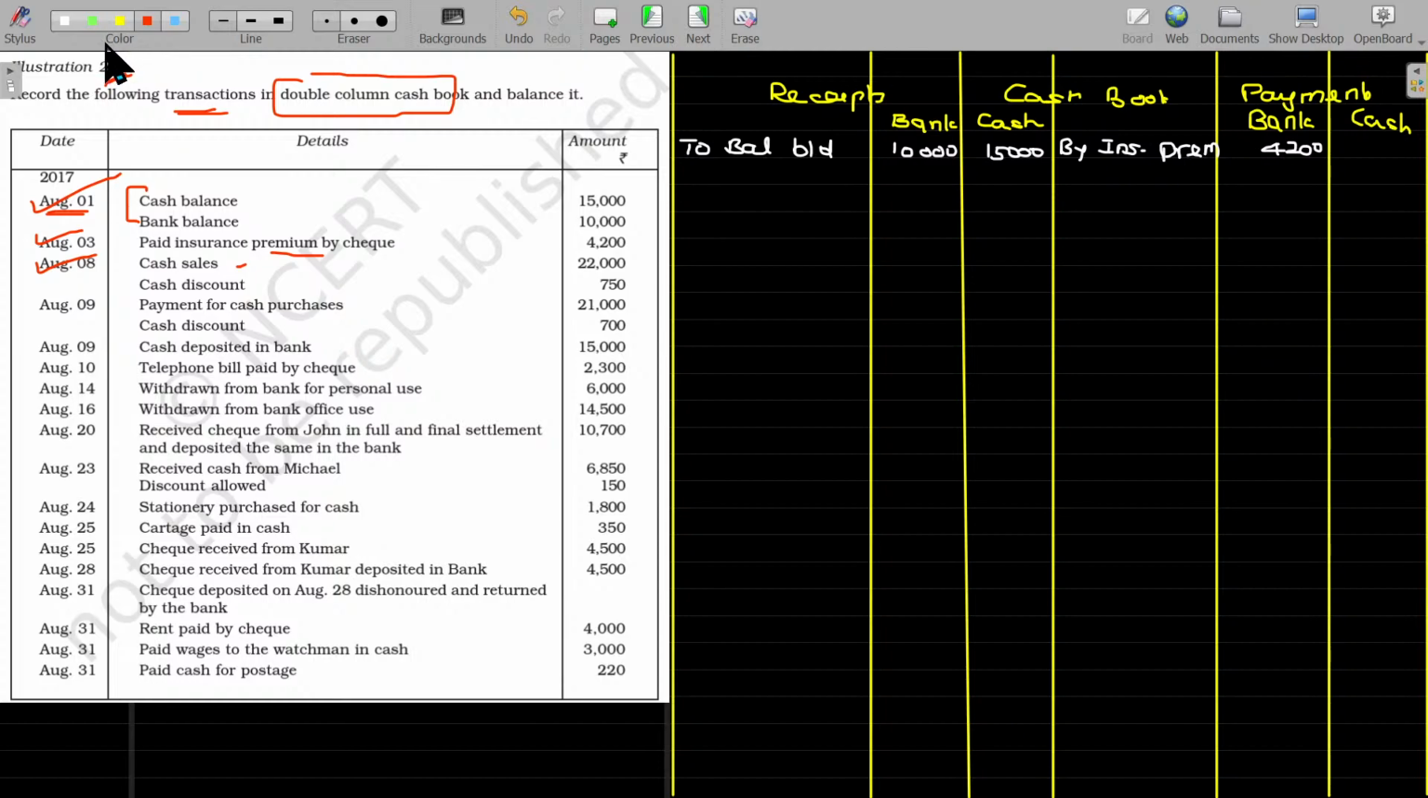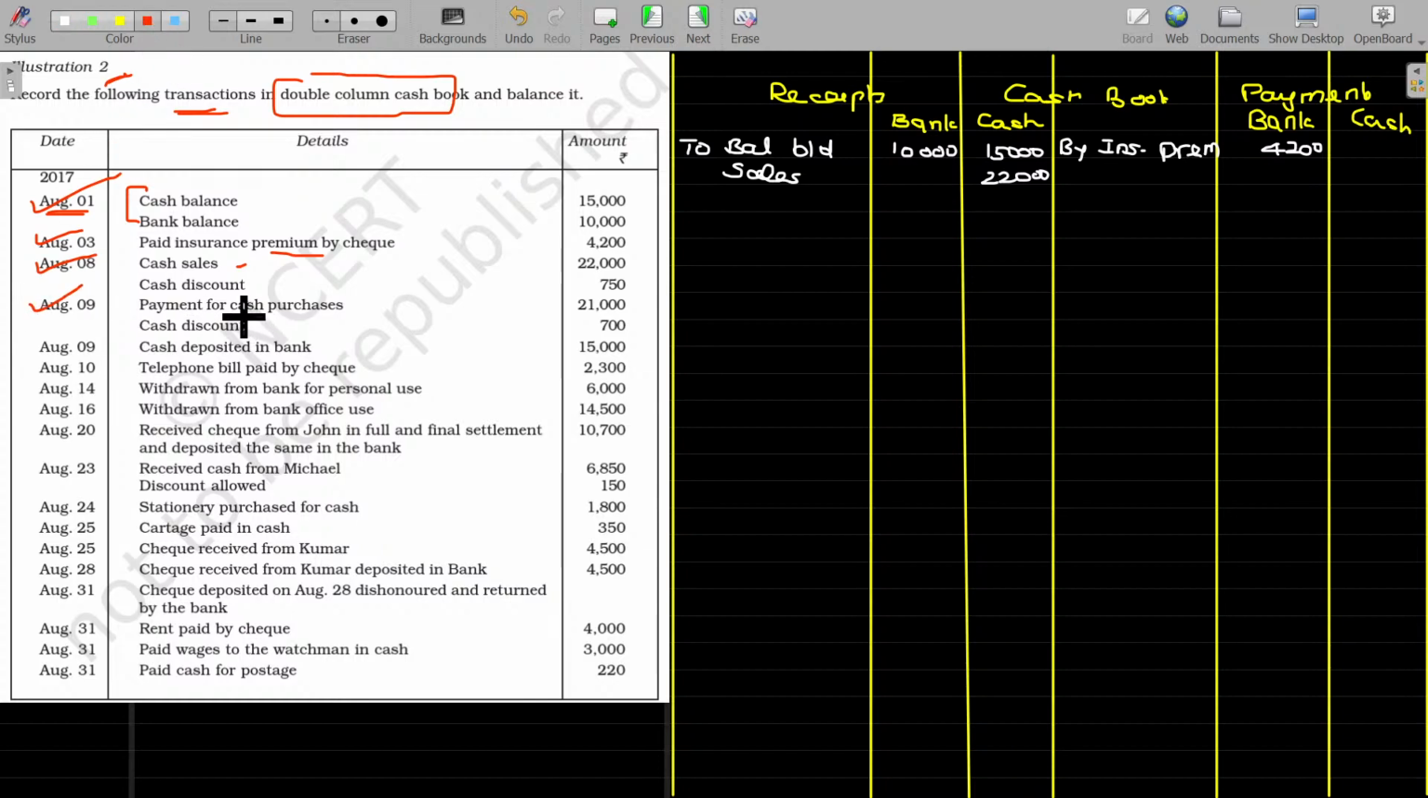I'll put the value, cash sales, here. Receipt side, sales. The value being 22,000 by way of cash. Don't worry about that discount now, because we confined our preparation to the bank and cash columns only.